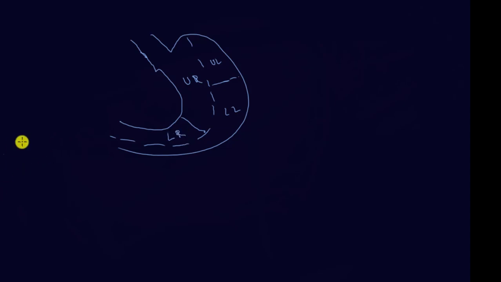Okay, so what we'll find here, at this point you will find some lymph nodes. So these lymph nodes are known as your pancreaticosplenic nodules, because they are related to the spleen, right? Pancreatico-splenic nodules.